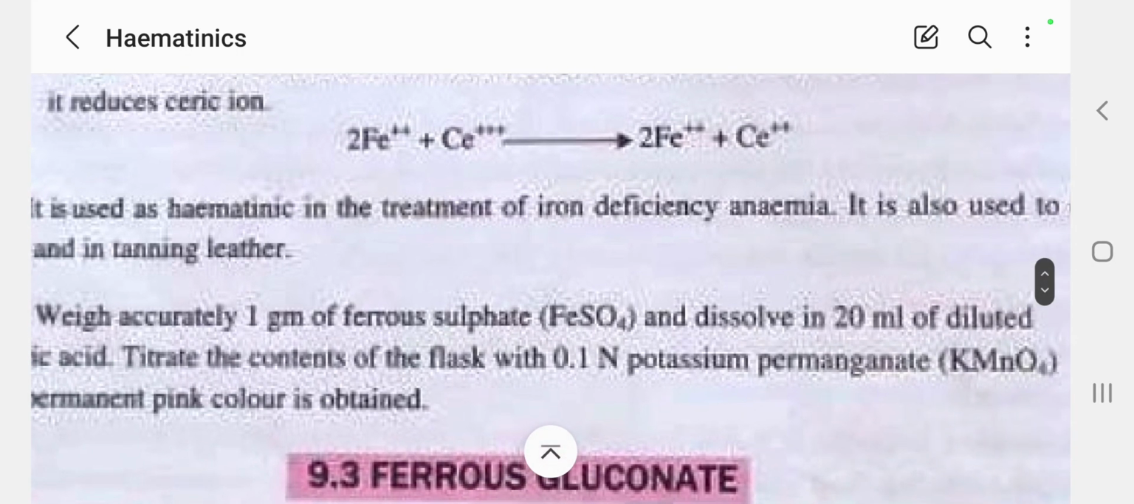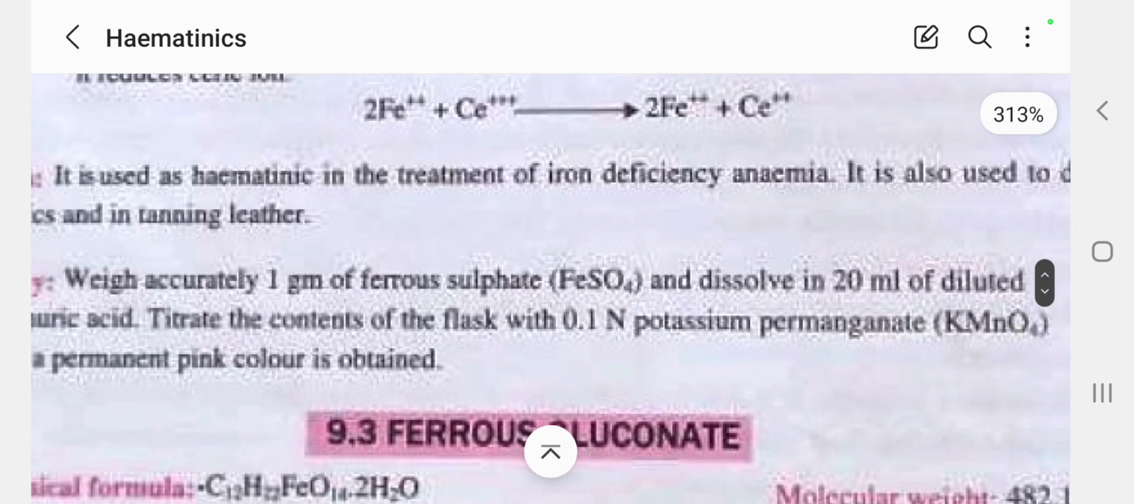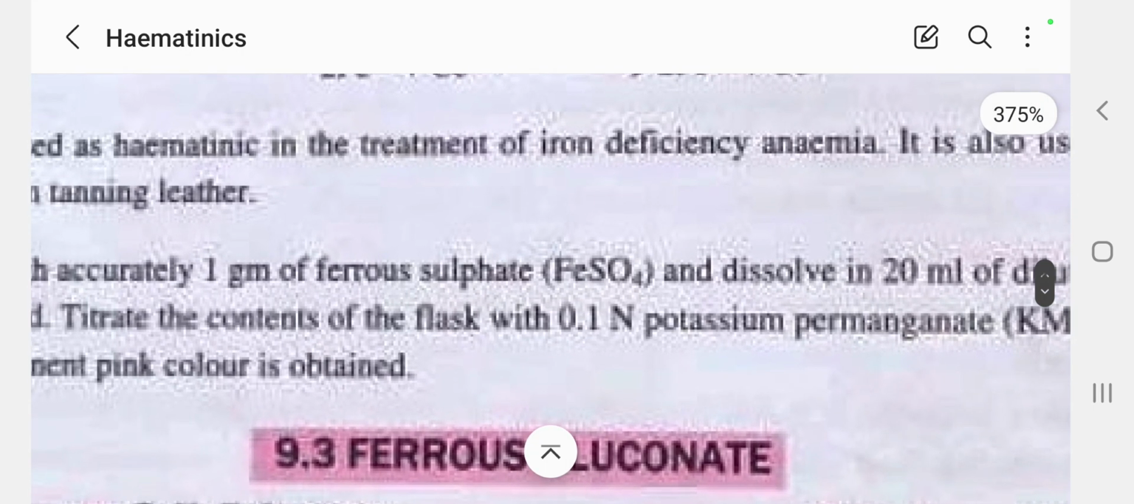Next, assay. How do you perform the ferrous sulfate assay? Weigh accurately 1 gram of ferrous sulfate, FeSO4. This synonym is important, as fill-in-the-blank or objective type questions will come: ferrous sulfate means green vitriol. We already discussed expectorants and emetics, haematinic, and inorganic substances: copper sulfate and sodium potassium tartrate, ammonium chloride and zinc chloride, or ammonium chloride and potassium iodide used as expectorants. Ferrous sulfate looks green in color, so it is termed green vitriol.